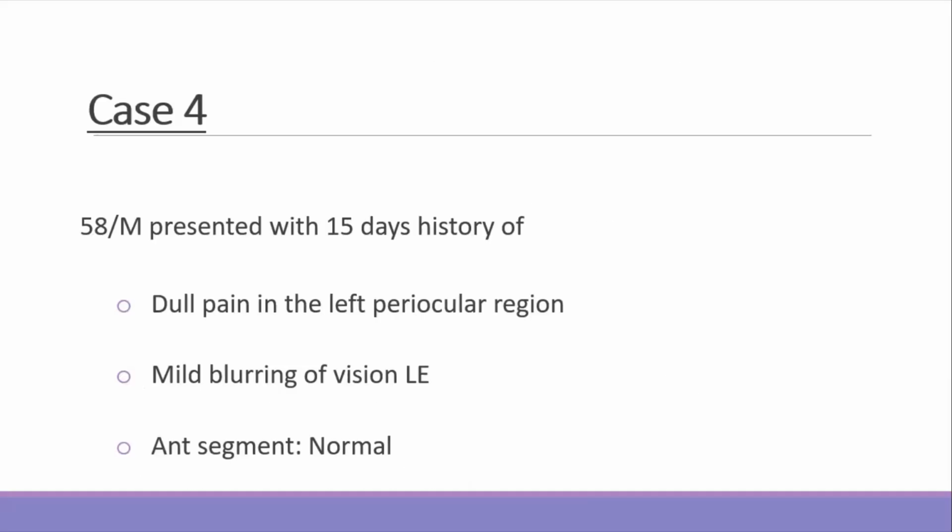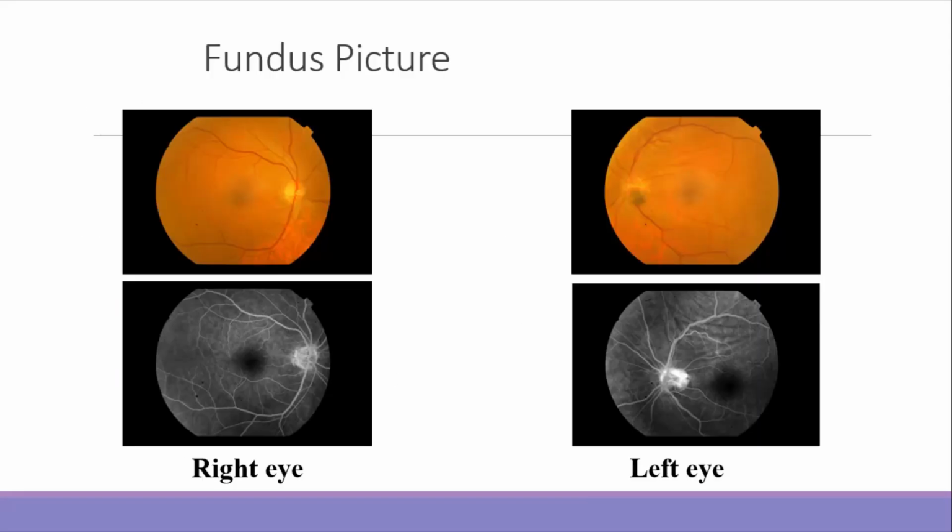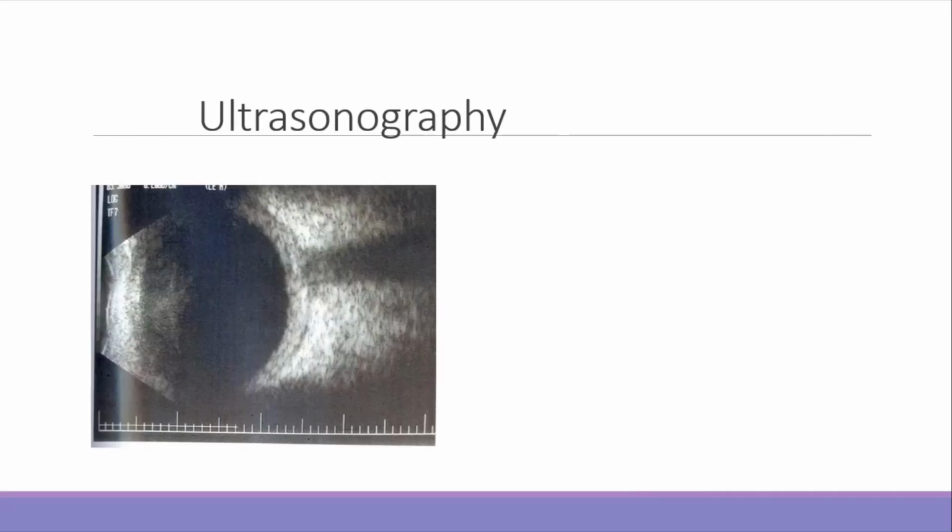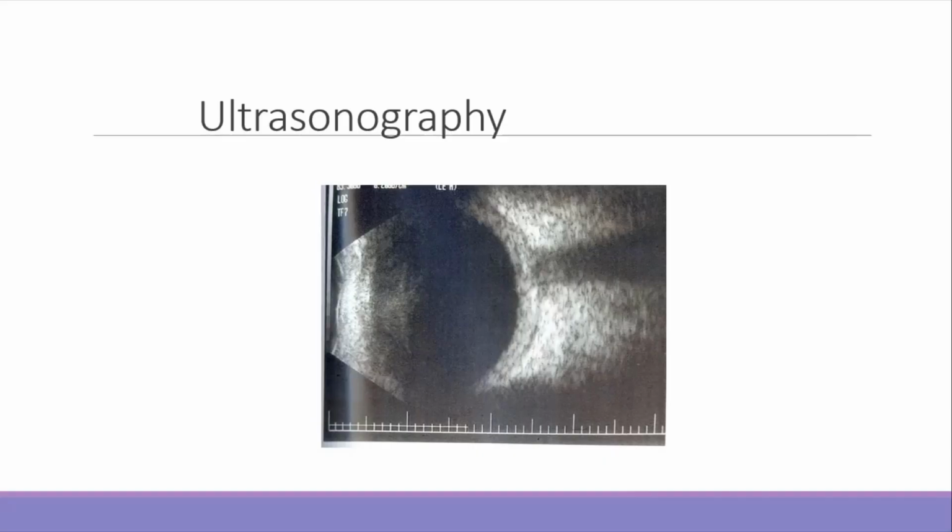Now, coming to case 4, a 58-year-old male presented with a 15 days history of dull pain in the left periocular region with mild blurring of vision in the left eye. The anterior segment was within normal limits. The fundus examination showed a disc edema in the left eye with macular edema and cells in the posterior vitreous. Any idea what this could be? The ultrasound picture is this.